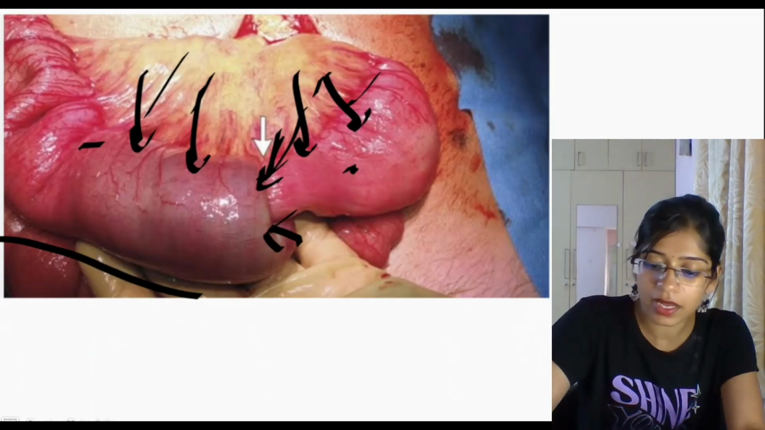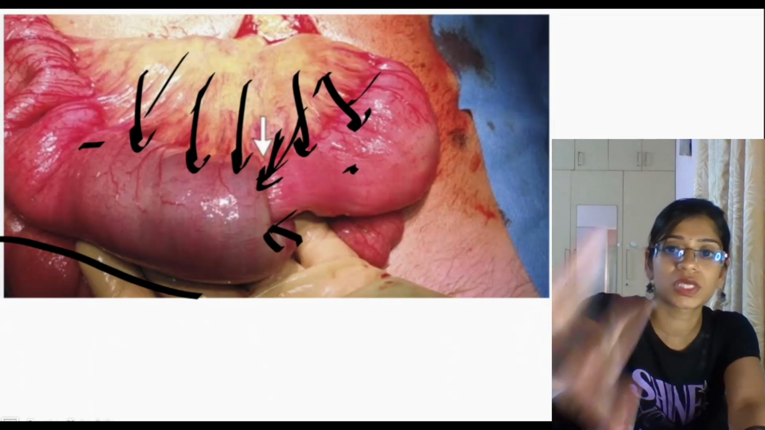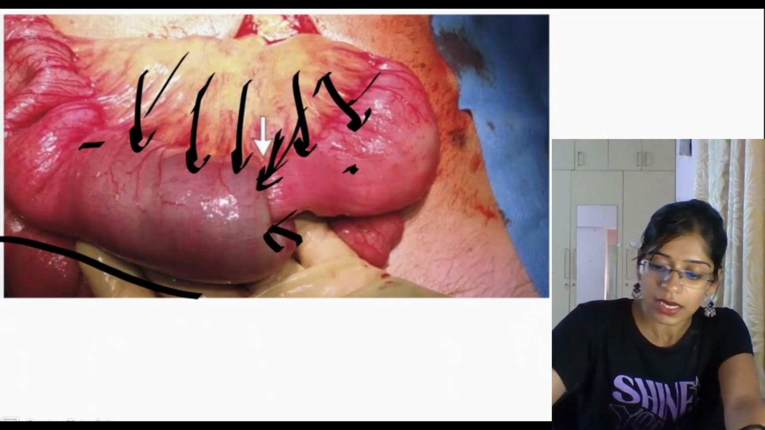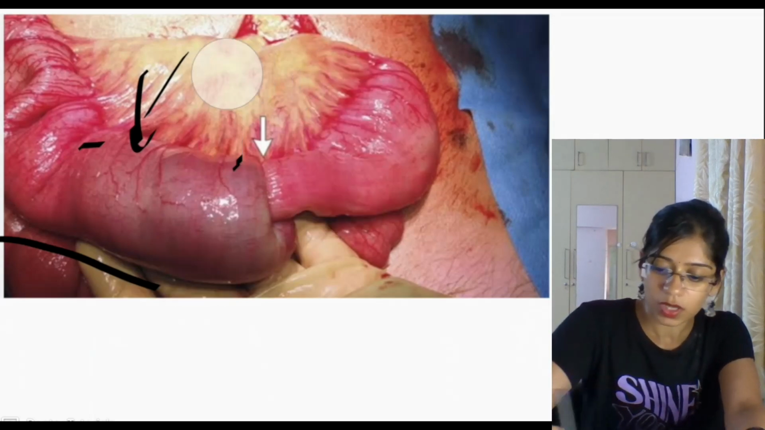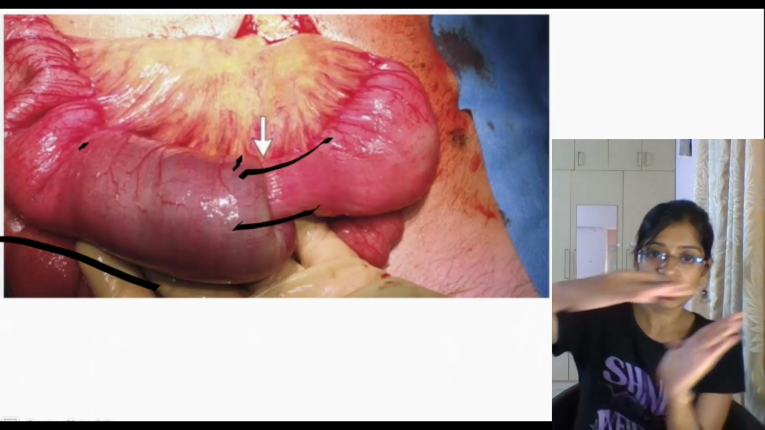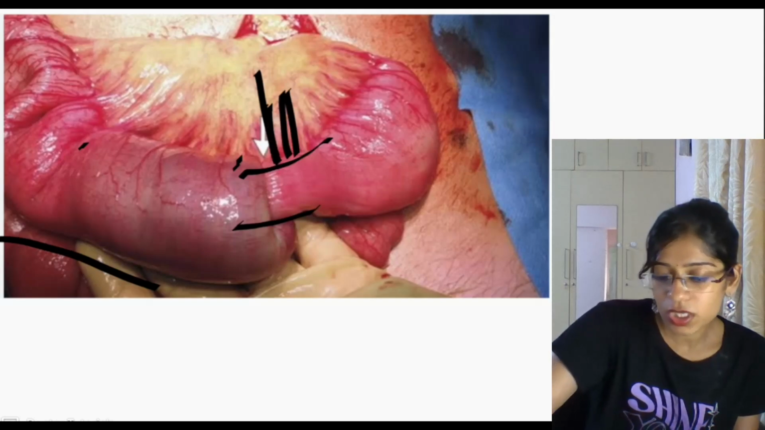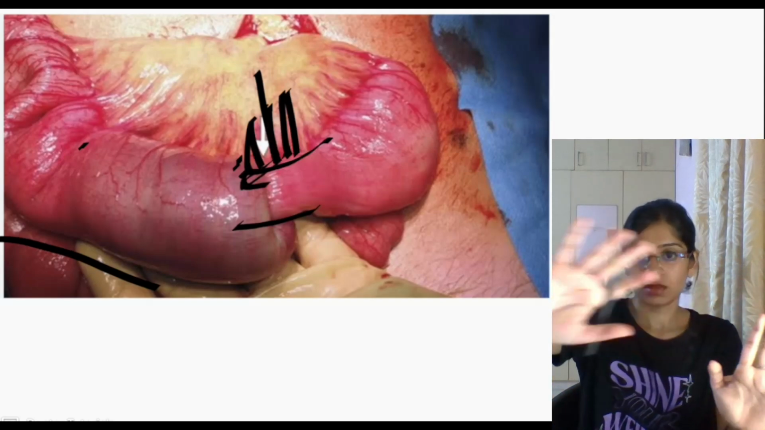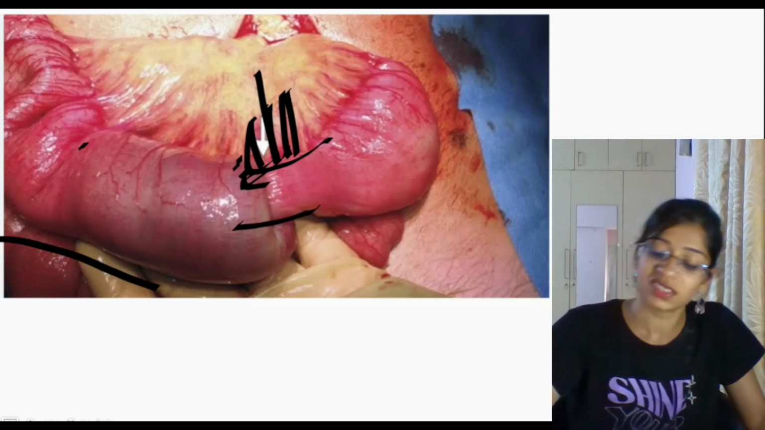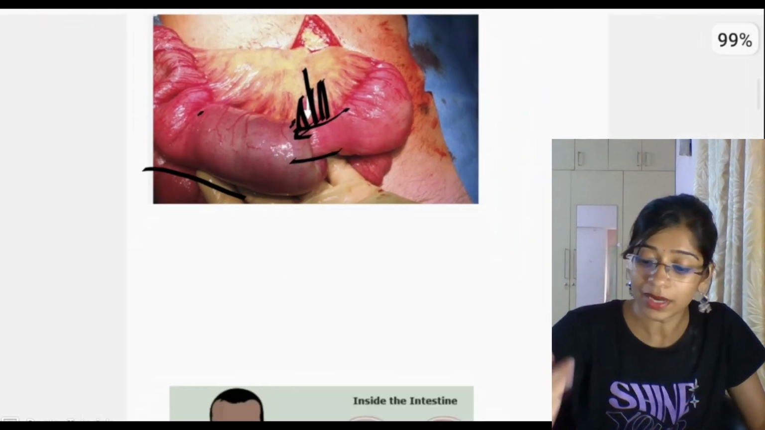I will explain why I mention the mesentery when I talk about the clinical features. So you can see here, it is not only a part of the intestine, when the intestine goes inside, a part of the mesentery is also getting invaginated. This much you keep in mind, and when we come to the clinical features I'll bring it up again.